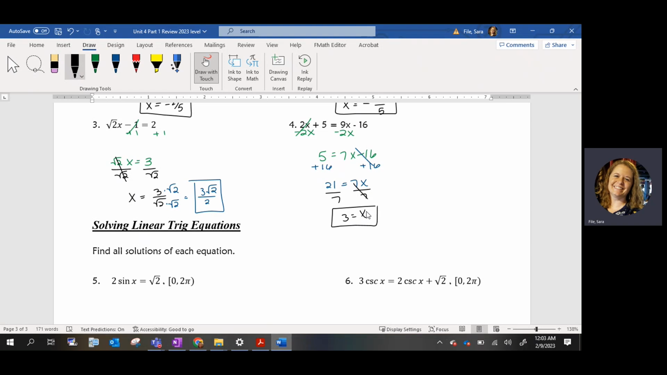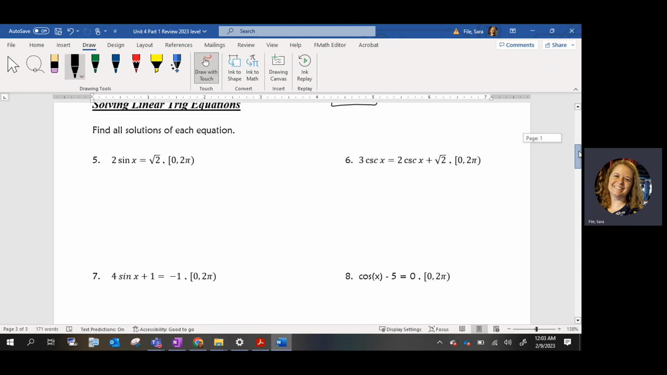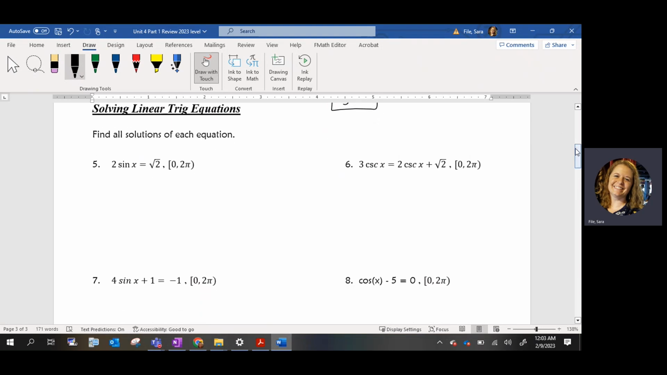All right, so now we're going to try the same process with trig equations. So the algebra does not change. It's just a trig expression instead of an x as our term that we're trying to isolate. And then once you isolate it, it becomes a unit circle question where you have to know your unit circle values. So for this first one, sine of x is what I'm trying to get by itself.